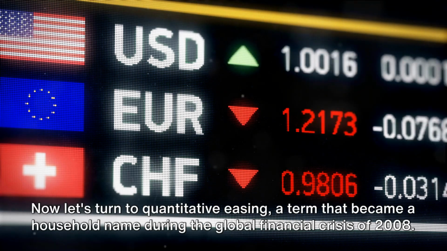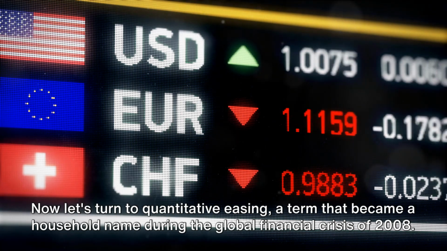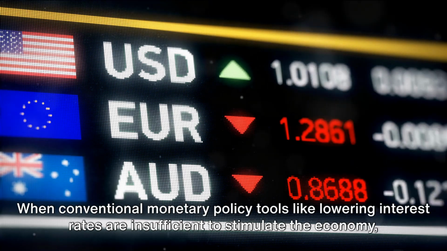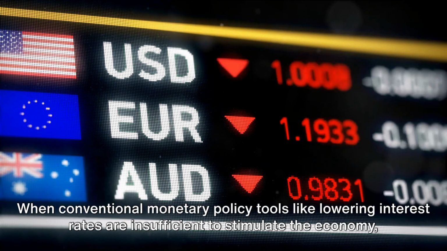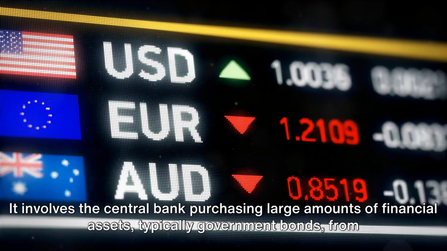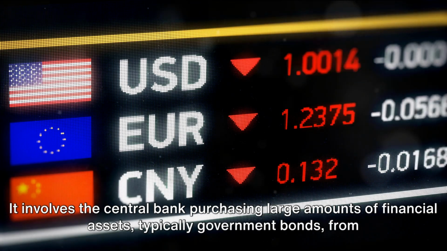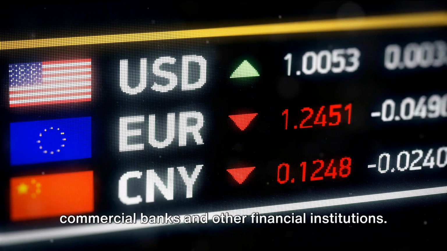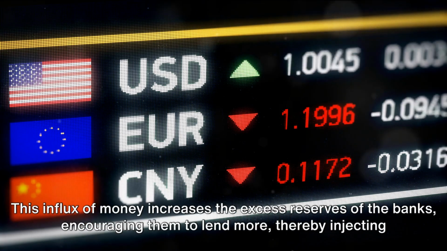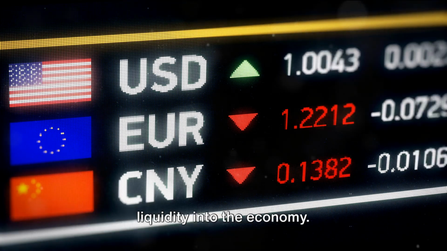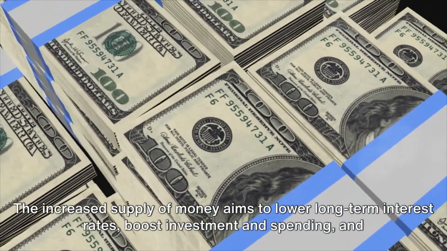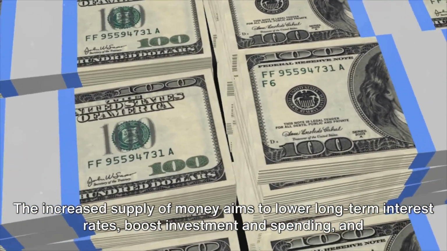Now let's turn to quantitative easing, a term that became a household name during the global financial crisis of 2008. When conventional monetary policy tools like lowering interest rates are insufficient to stimulate the economy, central banks turn to QE. It involves the central bank purchasing large amounts of financial assets, typically government bonds, from commercial banks and other financial institutions. This influx of money increases the excess reserves of the banks, encouraging them to lend more, thereby injecting liquidity into the economy.